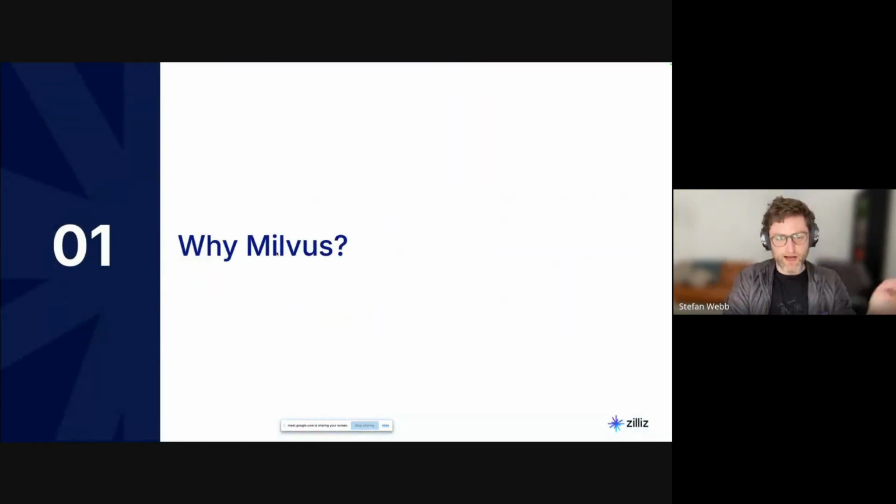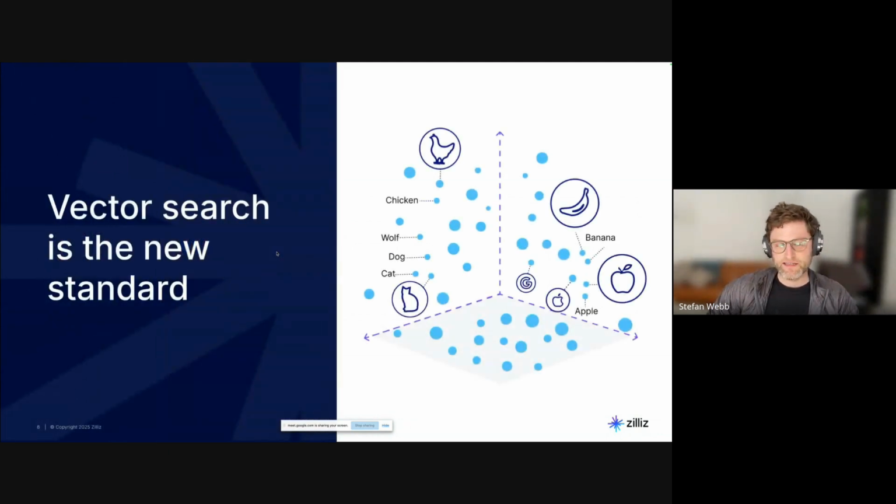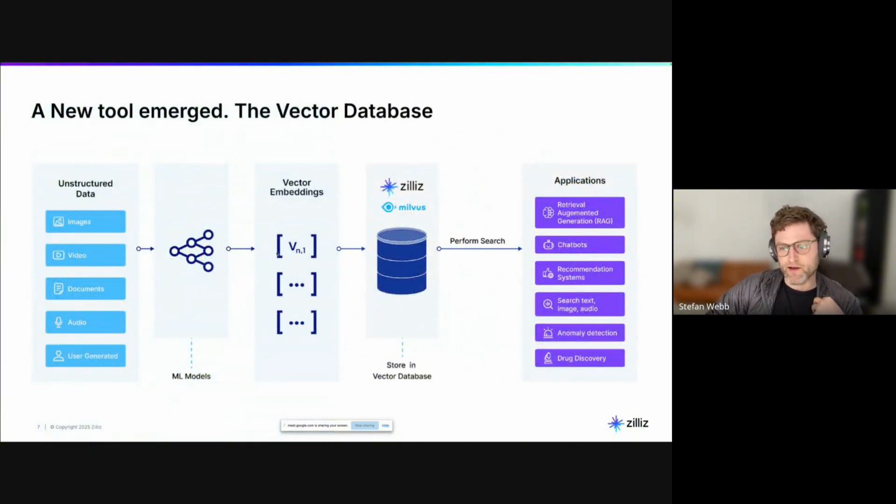Okay, so a bit about Milvus before we go into DeepSearcher. As I mentioned, 90% of new data in 2025 will be unstructured data, and vector search is the way that we make sense of that data. Once we've turned our images, sound, and text into vectors, we need a tool to store those vectors and to enable effective search. That's where a vector database comes in, or that necessitates the vector database.